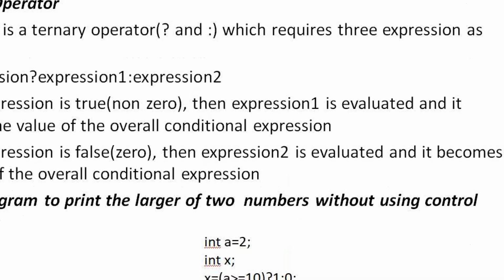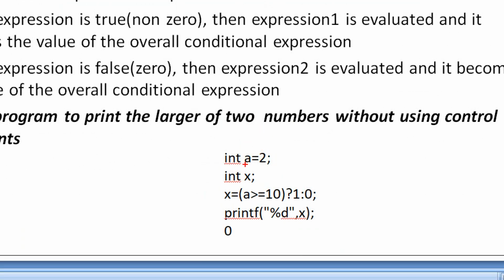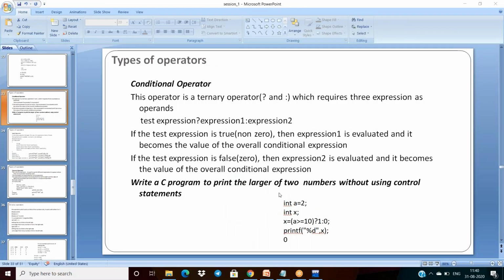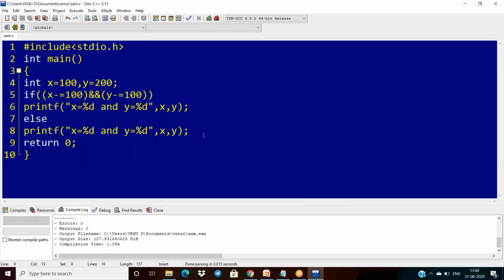I want to give an example. I am taking a as 2 and assigning this ternary operator to x: a greater than or equal to 10. Is 2 greater than or equal to 10? No. If it is true, 1 is assigned to x, and if it is false, 0 is assigned to x. Since it is false, 0 is assigned to x. If you print x, you will get 0.